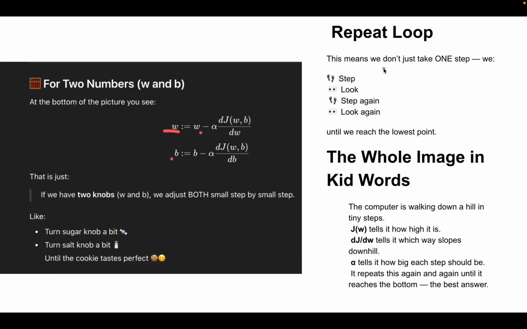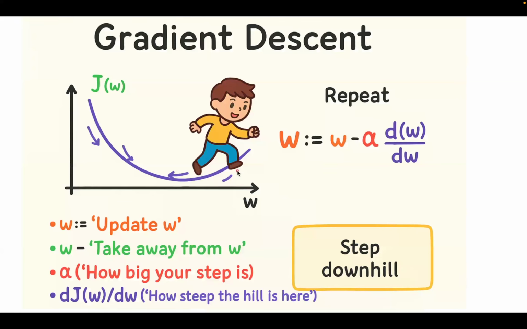So this means that we don't just take one step. We take a step, look back, step again, look again until we reach the lowest point. That's the image I put around here: the computer walking down the hill, tiny steps. W tells how high it is. This guy tells which way the slope is, right? And then this tells the big step that we should take. It repeats until we get to the best answer.